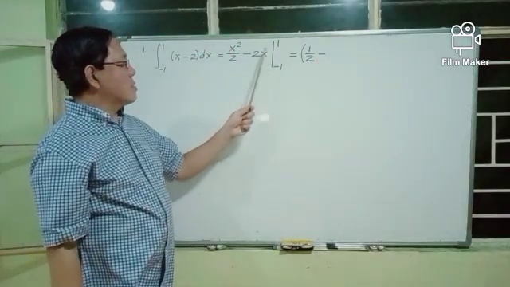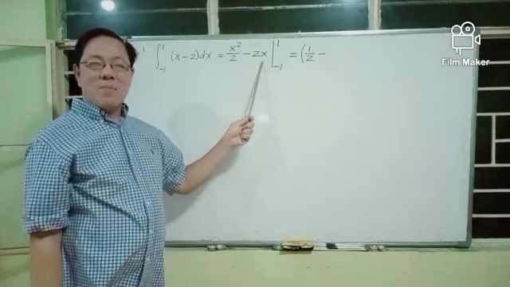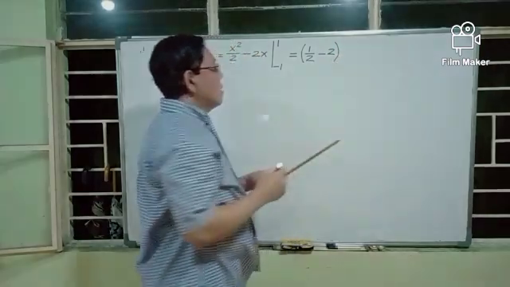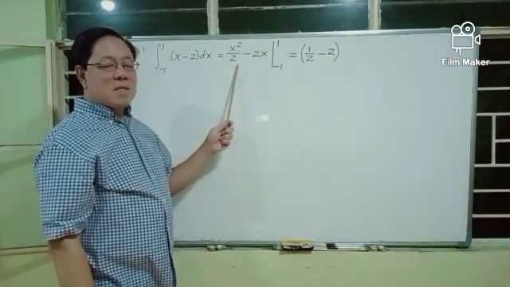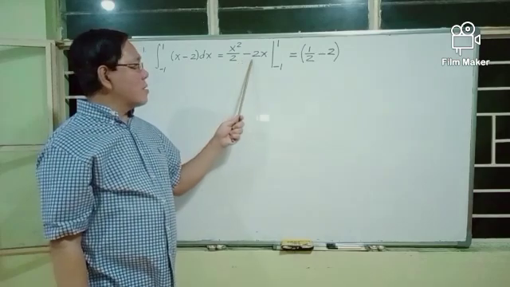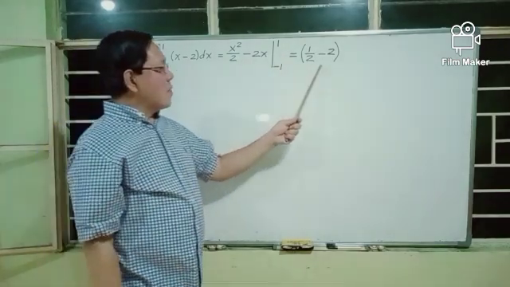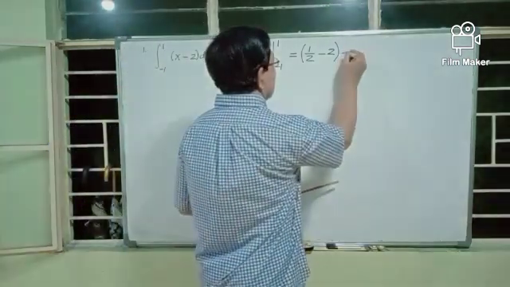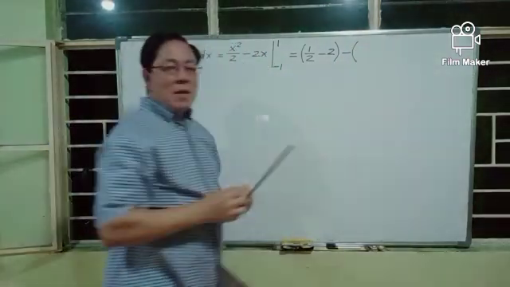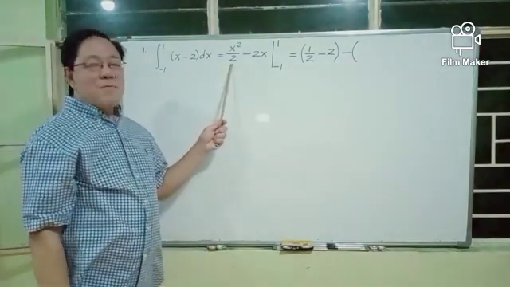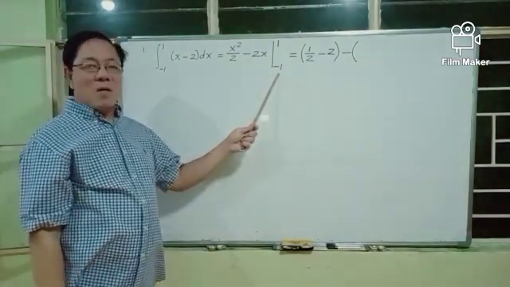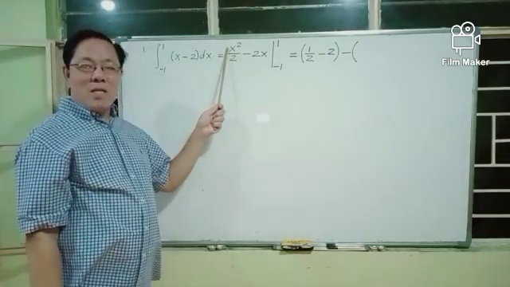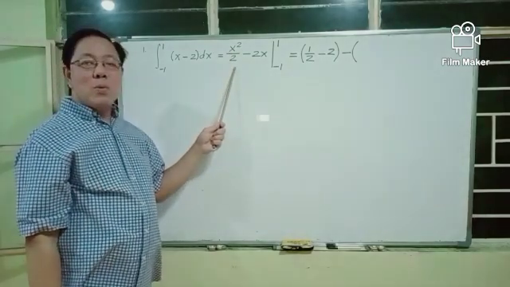Minus, when x is 1, minus 2 times 1 is minus 2. And this is the value of this function x squared over 2 minus 2x when x is 1. And from this, we subtract the value of this function f of x when x equals negative 1. When x equals negative 1, you get negative 1 squared is positive 1 over 2, 1 half.